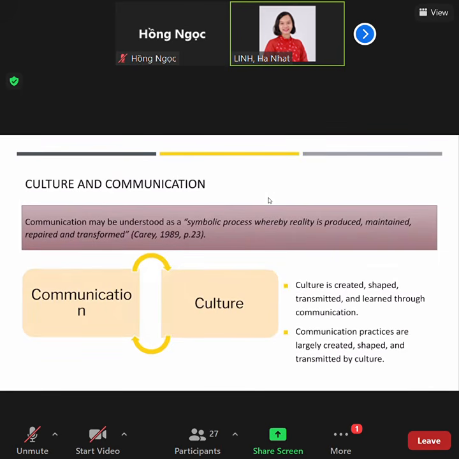So now we can see that culture is created, shaped, transmitted, and learned through communication. And also communication practices are largely created, shaped, and transmitted by culture too. Okay, so this is a very close relationship.